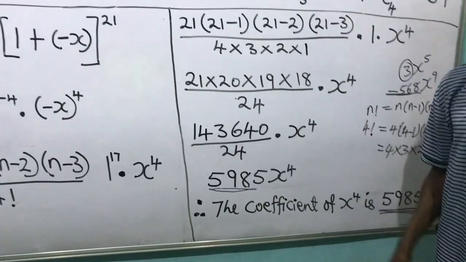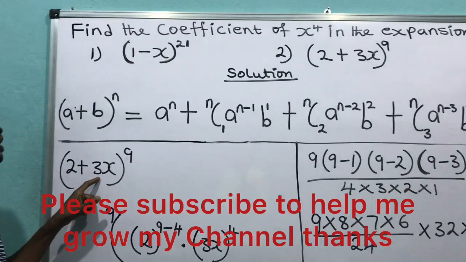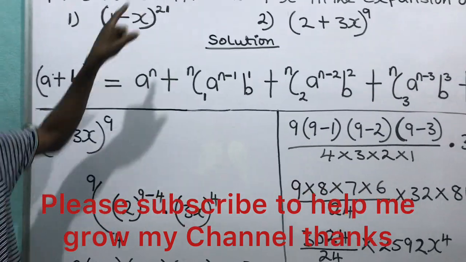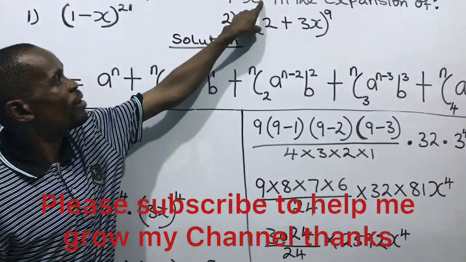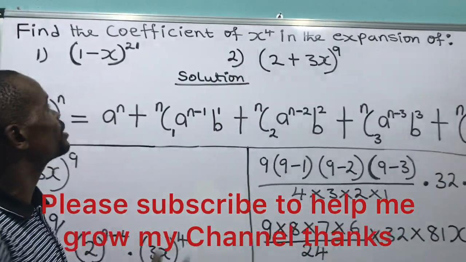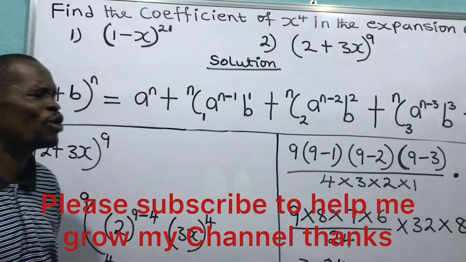Let's go to question number 2. Question number 2 says (2 plus 3x) all raised to power 9. We should get the coefficient of x raised to power 4 in (2 plus 3x) all raised to power 9. That's what question number 2 is asking us. It's just the same thing we have learned.